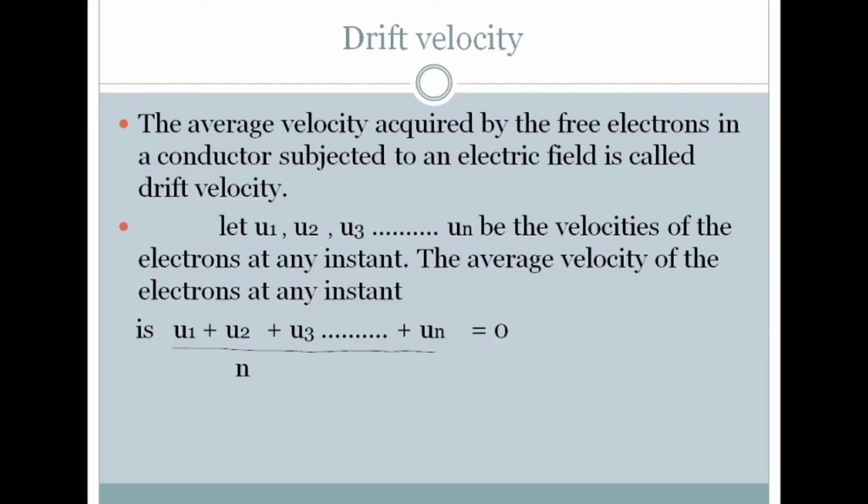What is drift velocity? The average velocity acquired by the free electrons in a conductor subjected to an electric field is called drift velocity. Let u1, u2, u3, un be the velocities of the electrons at any instant. Then the average velocity of the electrons at any instant is given by the expression (u1 + u2 + u3 + ... + un)/n = 0, where n is the number of free electrons in a conductor.